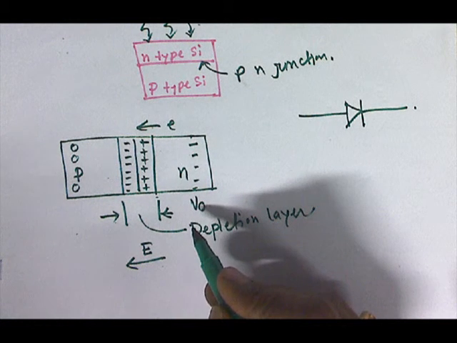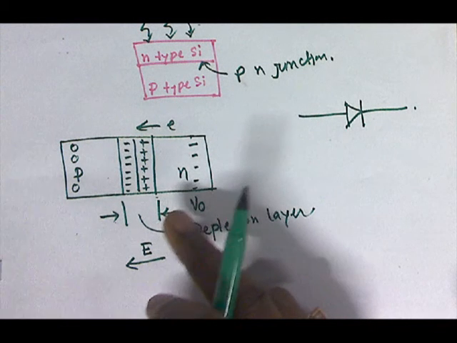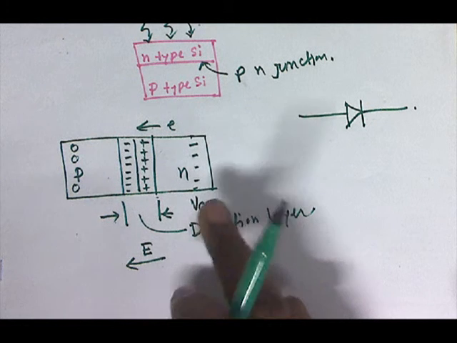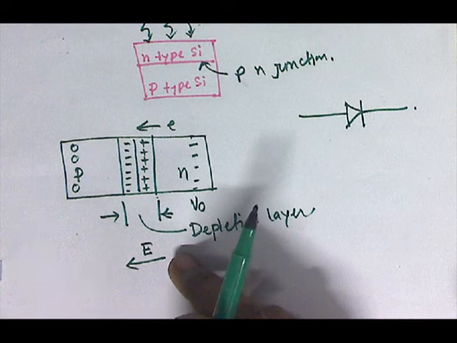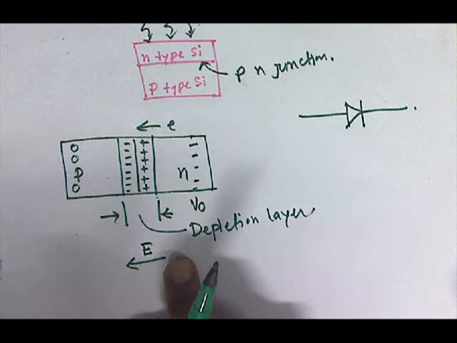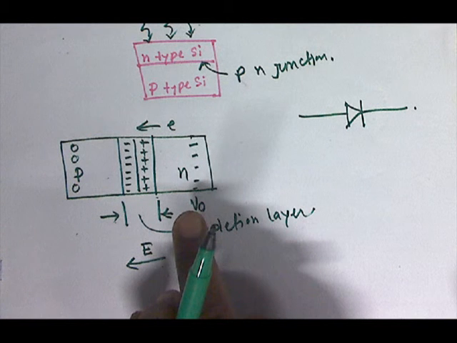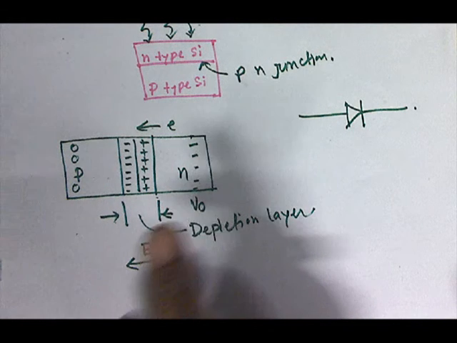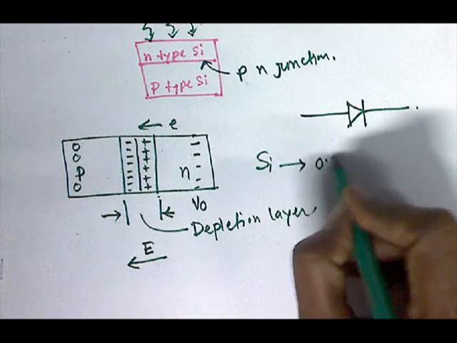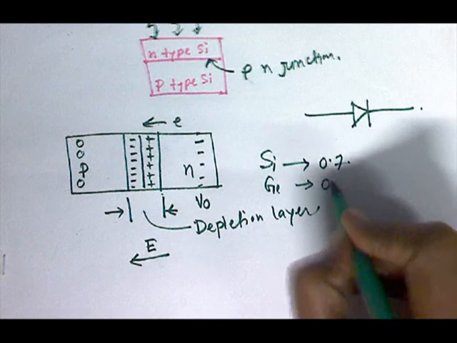The barrier potential of a P-N junction depends upon several factors, including the type of the semiconductor material, the amount of doping and the temperature. A typical barrier voltage or potential is approximately 0.7 volt for silicon. For germanium it is 0.3 volt.